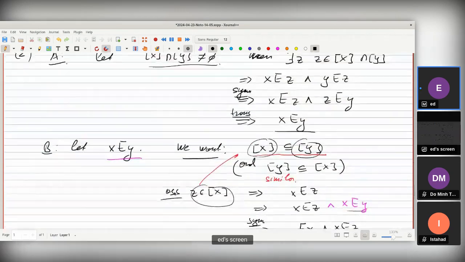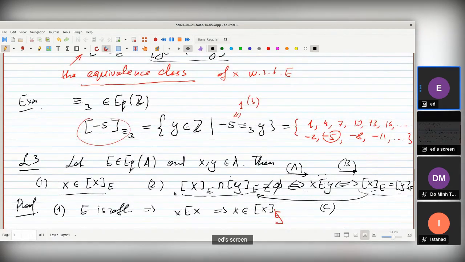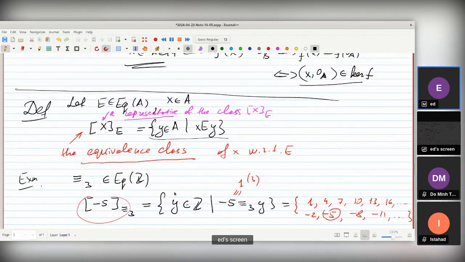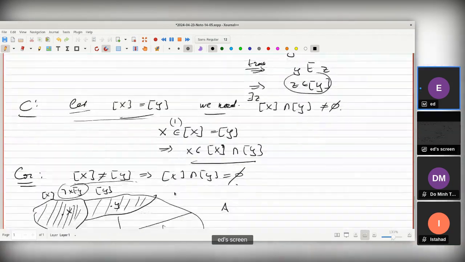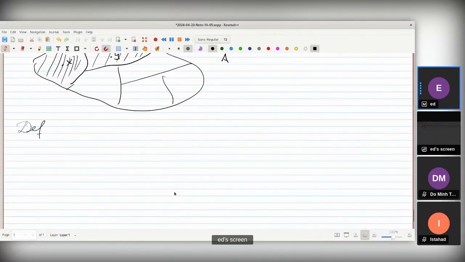What is a partition? Let us discuss this point in some detail. First of all, here we have defined the class for an element. But can we consider all possible classes for all possible elements? If we can, what will the result be? We can define the so-called quotient set. Let E be an equivalence on A, and so we can define the following set, which is known as the quotient set.